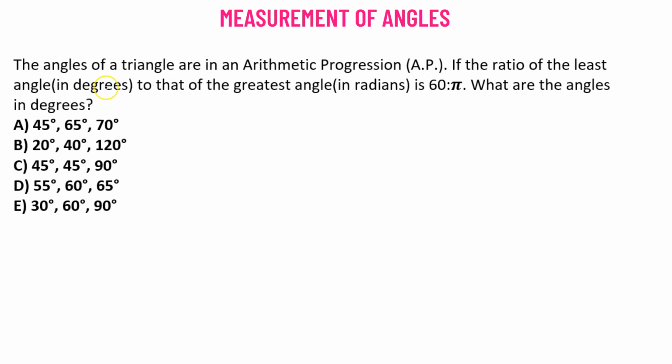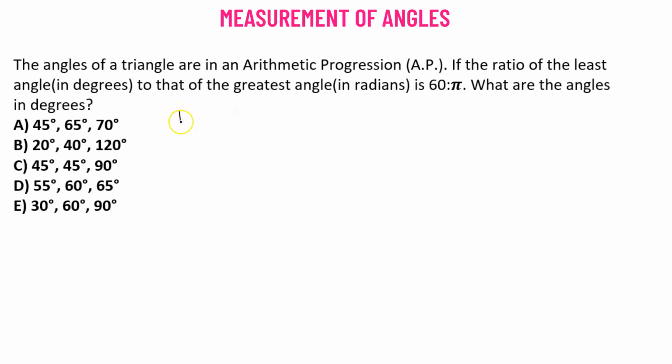So it's given here that we have a triangle whose angle measures are in arithmetic progression. It's also given here that the ratio of the smallest angle, which is in degrees, to that of the greatest angle, which is given in radians, is 60:pi. So we have to find out the angles of the triangle in degrees.